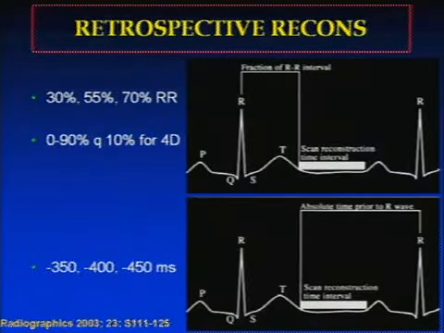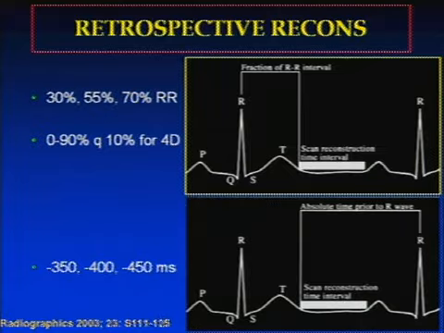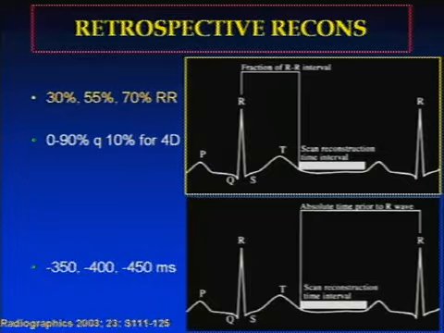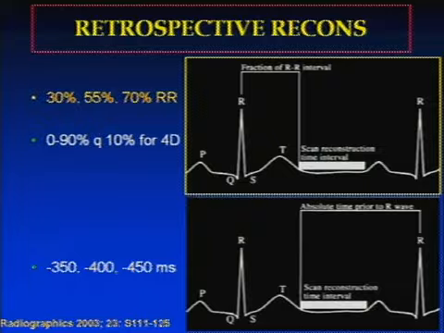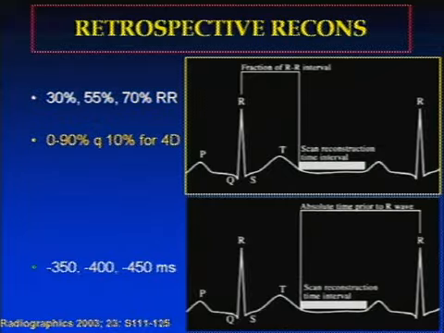So if you're going to use retrospective reconstructions, which as I said most people use, you can do it either as a fraction of the RR interval. If you're only going to do a couple of reconstructions, the ones I would recommend would be the 30%, 55%, and 70%. We also reconstruct every 10% throughout the cardiac cycle so that we can do 4D imaging, and I'll show you some of those images a little bit later on.